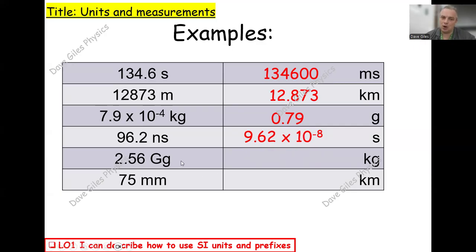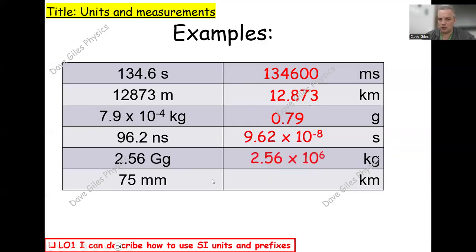Now, this one's a little bit more complicated. If we look back at what we said earlier, giga means times 10 to the 9. Kilo is 10 to the 3. So the difference, 10 to the 9 divided by 10 to the 3, gives us 10 to the 6. So you do 2.56 times 10 to the 6.